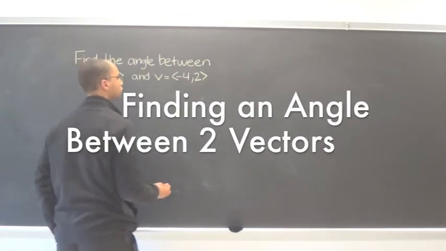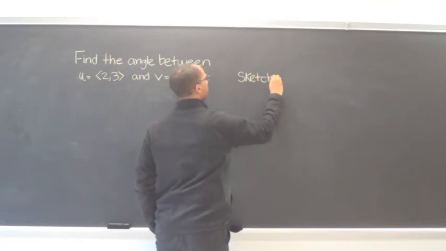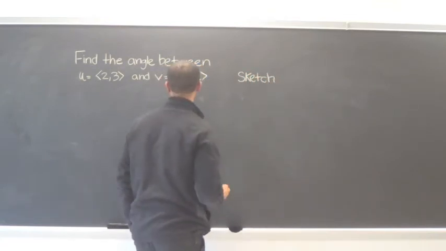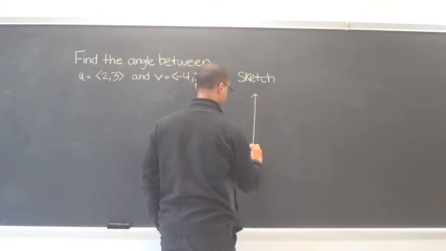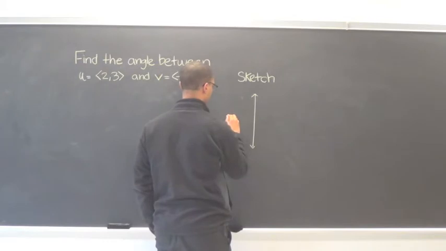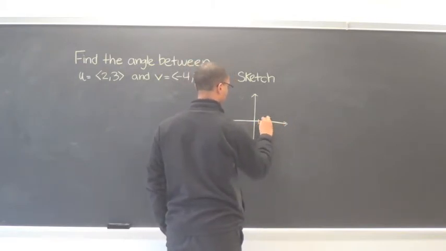Okay, so what we're going to deal with in this video is how to find the angle between two vectors. So to start this problem off, what I'm actually going to do is draw a sketch. The reason I want to draw a sketch is because it's basically going to show us what we're actually finding. What does it actually mean to find the angle between two vectors?